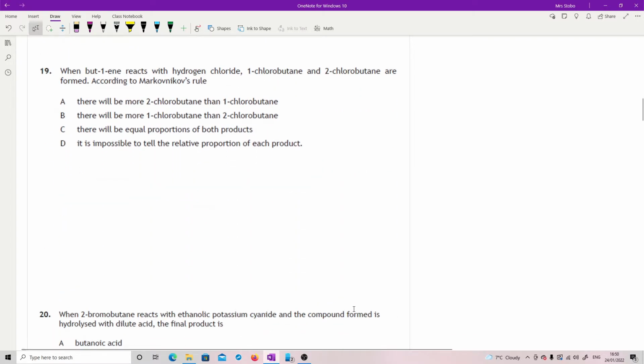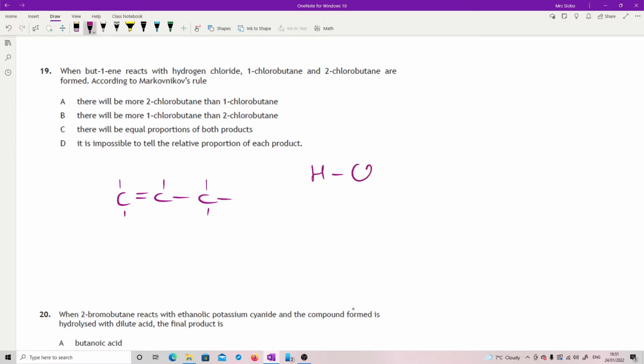And 19. When but-1-ene reacts with hydrogen chloride, 1-chlorobutane and 2-chlorobutane are formed according to Markovnikov's rule. Okay, you're being asked about what would happen, so let's just put butene down here. But-1-ene, stick in my hydrogens. Markovnikov says that if I'm adding in this, basically the hydrogen will go where there are more hydrogens, and the other one will go where there are fewer. So I'm going to add my hydrogen in here, get rid of the double bond, and I'm going to add my chloride in here. This is the most likely.